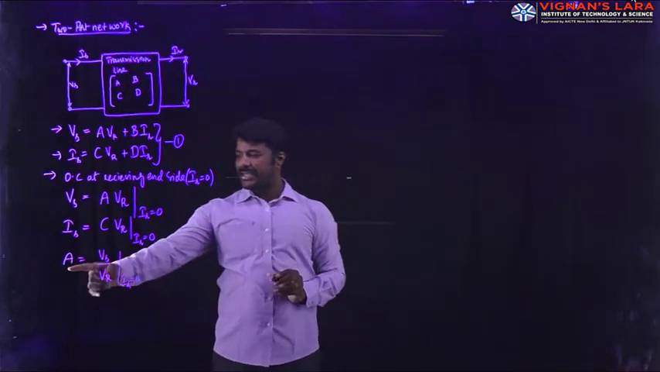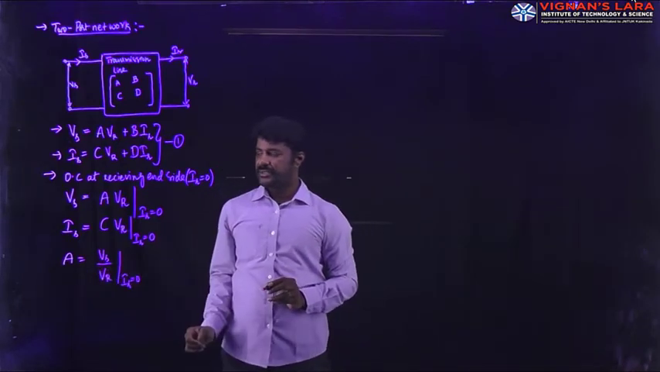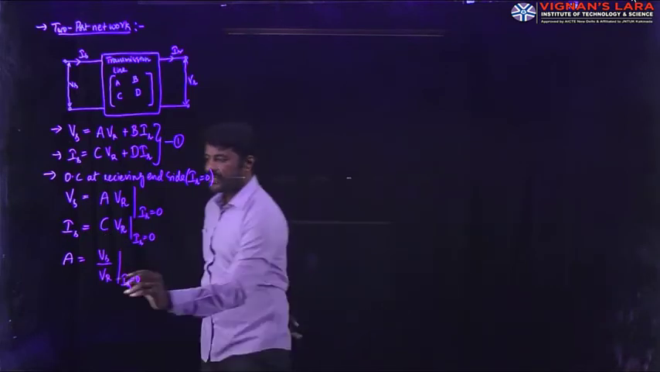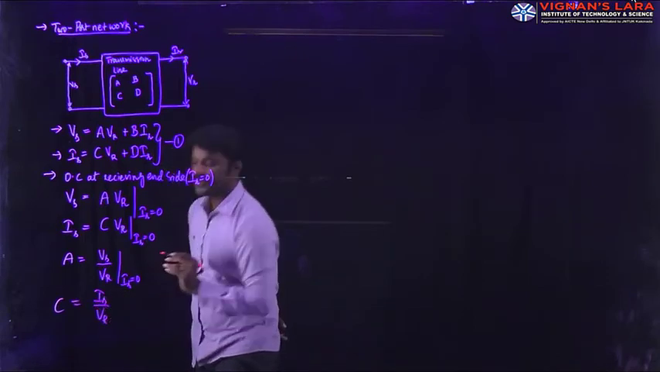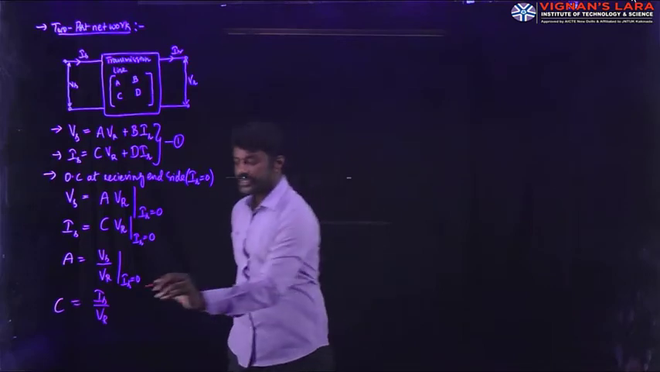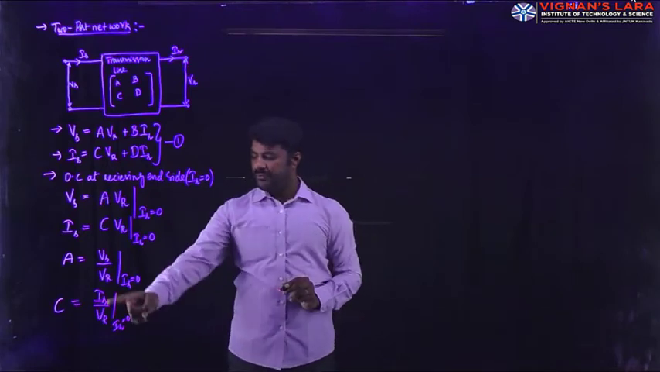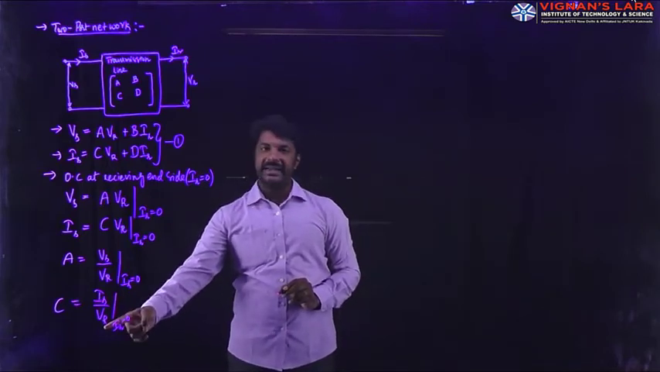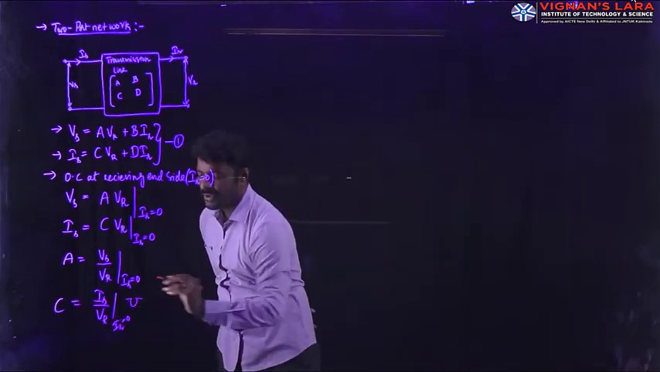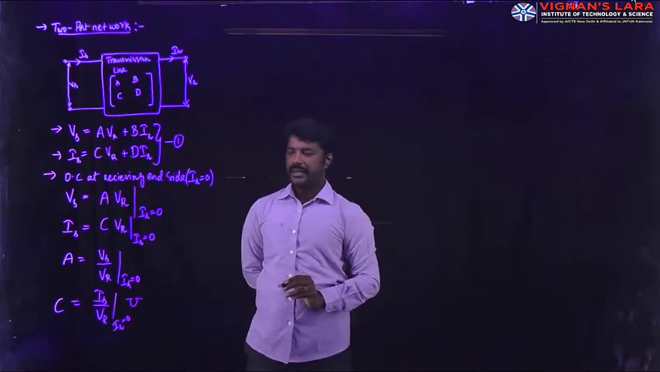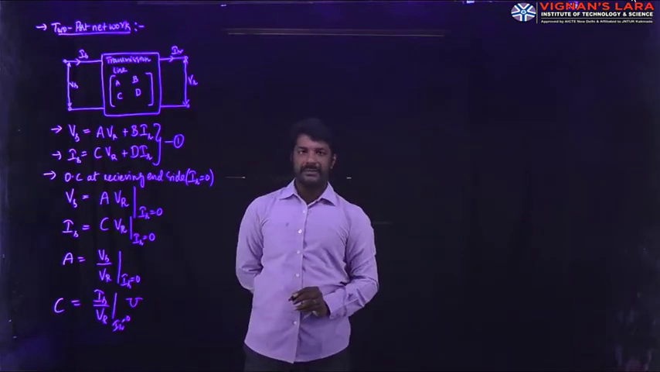So you can say A is the voltage gain, whose unit is dimensionless, no units. Coming to the constant C, it is written as Is by VR, the ratio of the sending end current to the receiving end voltage, with the condition that IR should be 0. I by V is nothing but admittance. Since its value is admittance, the unit is mho, otherwise Siemens. A is dimensionless, whereas C is in mho, equivalent to admittance.